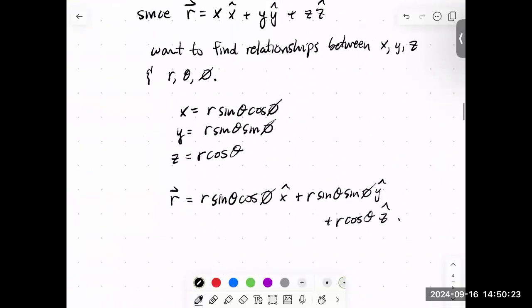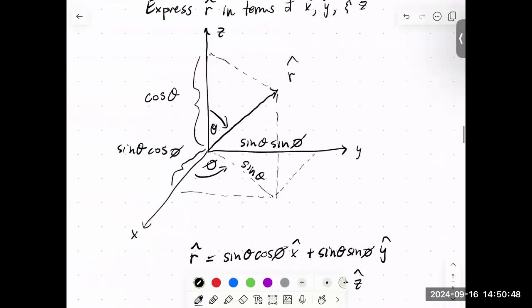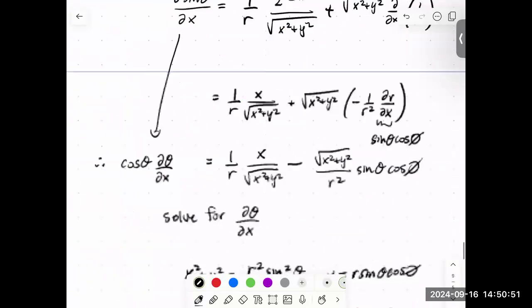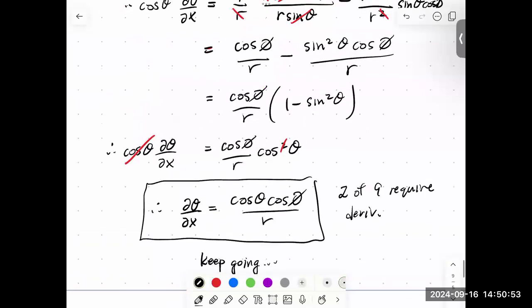Where is it? Here it is. If I take the ratio y divided by x, the r's will cancel, the sines will cancel, and we'll get tan of phi. So what you could do is chain rule, d by dx of tan phi. That's going to be 1 over cos squared phi d phi dx, and then you have to do all of this similar sort of stuff that we did for the theta case. But I won't do that.